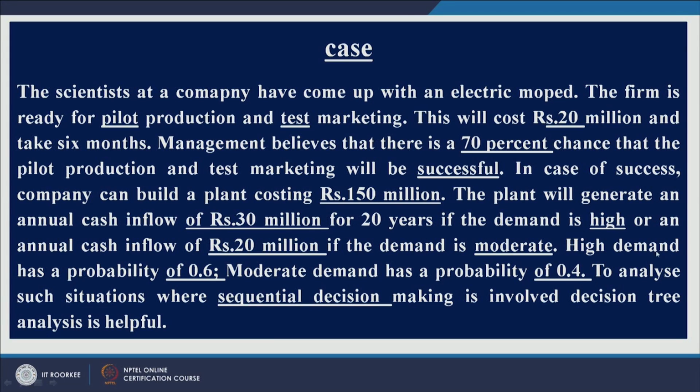High demand has probability of 0.6 and moderate demand has probability of 0.4, right. So, just see here once again, the probability that the demand is high would be 0.6 and in that case the company would be getting 30 million for next 20 years, right. Otherwise, for low demand the company would be getting 20 millions for next 20 years, right.